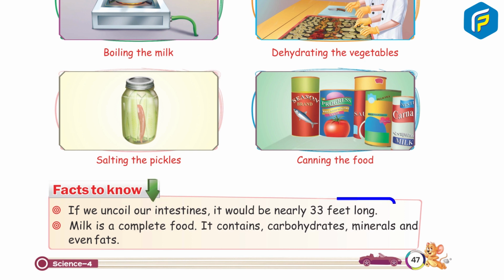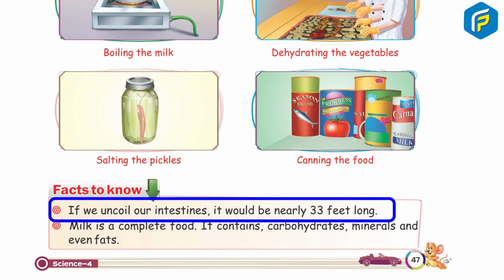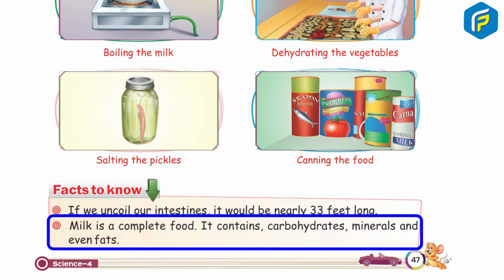Facts to know: if we uncoil our intestines, they would be nearly 33 feet long. Milk is a complete food. It contains carbohydrates, minerals and even fats.